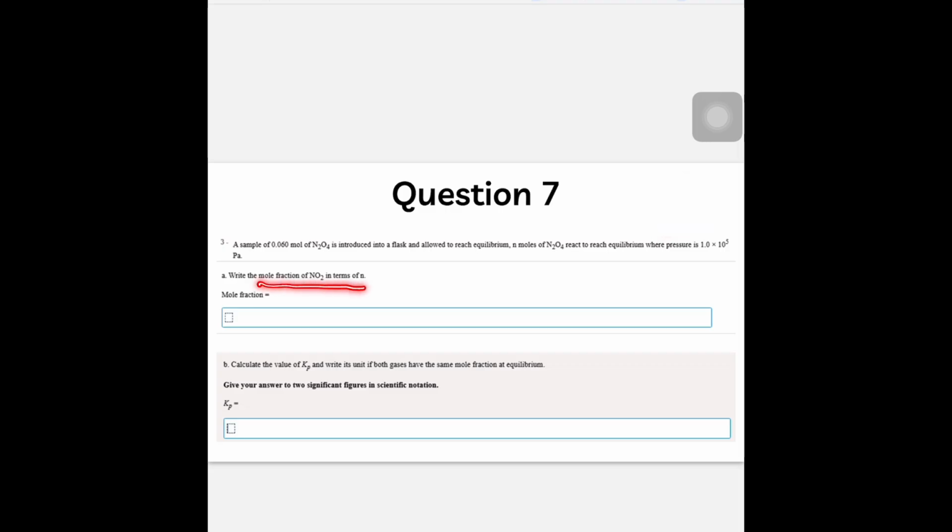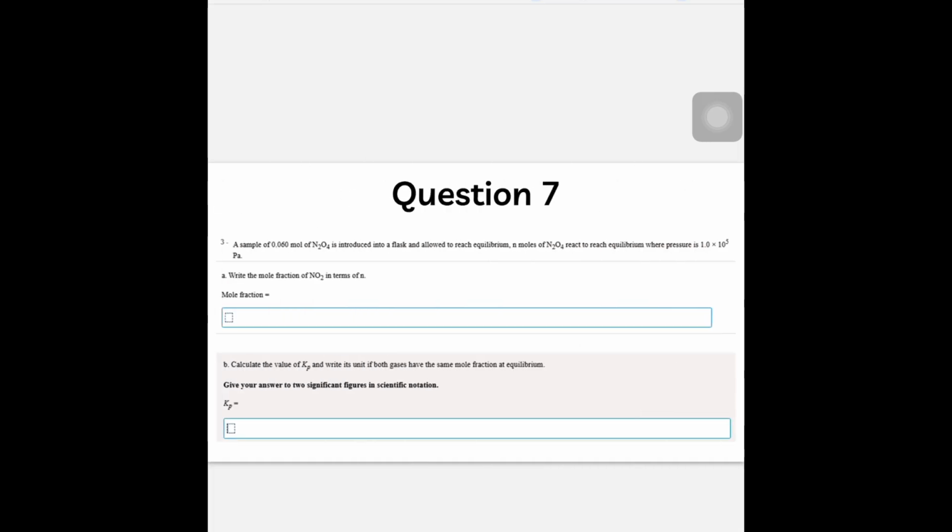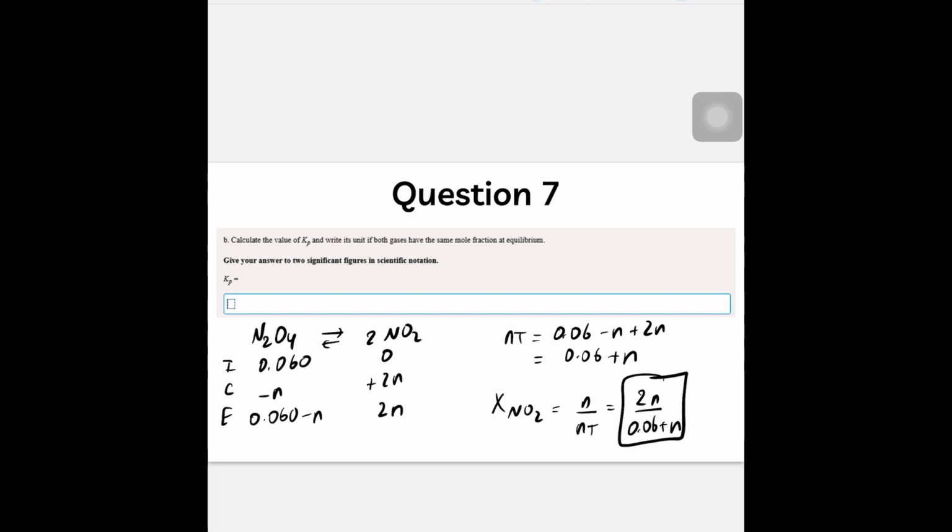Now they said write the mole fraction in terms of n. Now whenever they say equilibrium and the mole fraction, I have to first do an ICE table where I'm going to use the moles. So this is the ICE table, this is the reaction. Initially I had 0.06 moles, and here I have 0 because no NO2 was introduced. Then I put minus n, since they said over here that n moles of N2O4 reacted. And here I'm going to put plus 2n using the coefficient over here. And then I'm going to add these two terms, 0.06 minus n, and here I have 2n. Now n total, I'm going to add these two values, and I'm going to end up with 0.06 plus n.